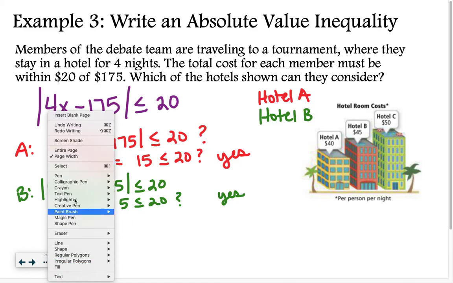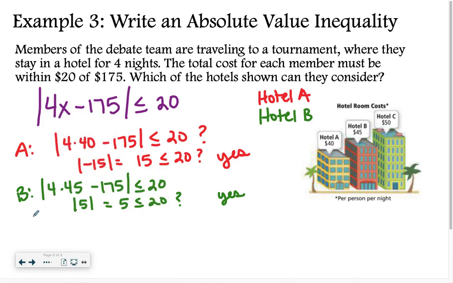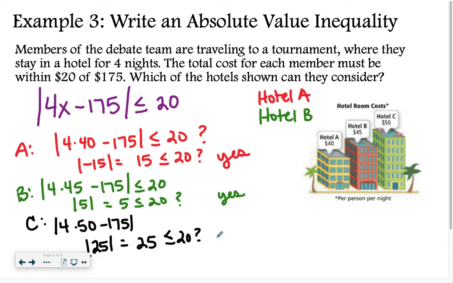And then let's check hotel C. So hotel C, again, we're going to do 4 times, and this time 50, minus 175. 4 times 50 is 200. 200 minus 175 is 25. The absolute value of 25 is 25. Is 25 less than or equal to 20? No. So hotel C is not a hotel they can consider. So the 2 options they have are hotel A or hotel B.